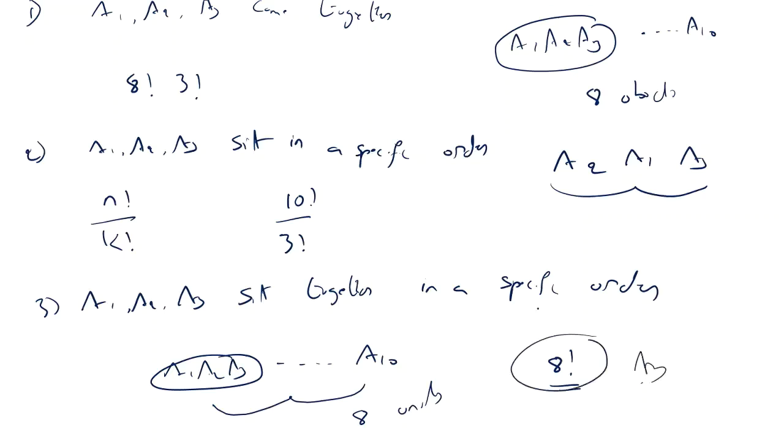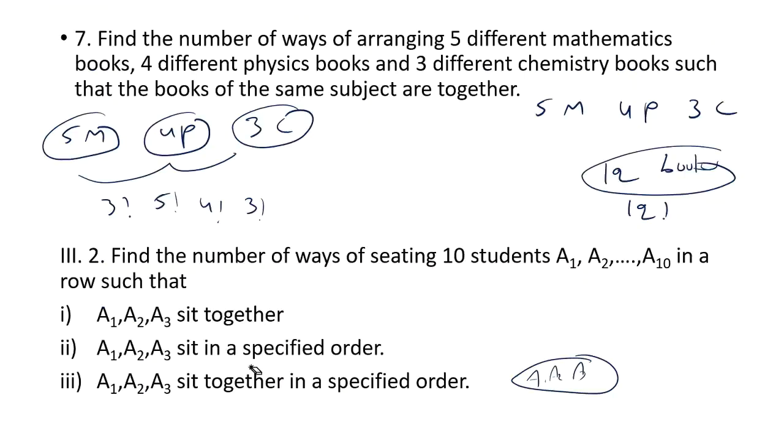Answer for the third one. So first of all, you have to understand the difference between these 3 statements. If you understand the difference between these 3 statements, then the answers are going to be easy. A1, A2, A3 sitting together; A1, A2, A3 sit in a specified order; and the third one is A1, A2, A3 sit together in a specific order. So A1, A2, A3 sit together in a specific order means we have to tie up A1, A2, A3, but unlike in the first option, we are not supposed to permute A1, A2, A3 in whatever manner we want. We have to arrange A1, A2, A3 in a specific order.